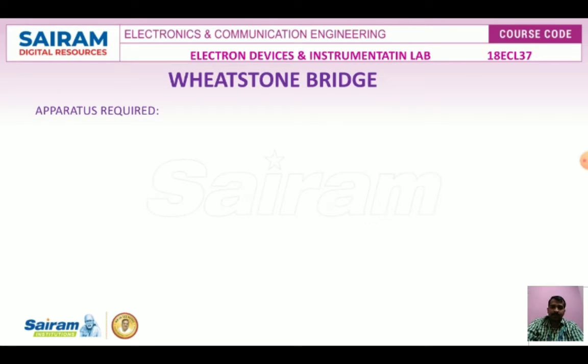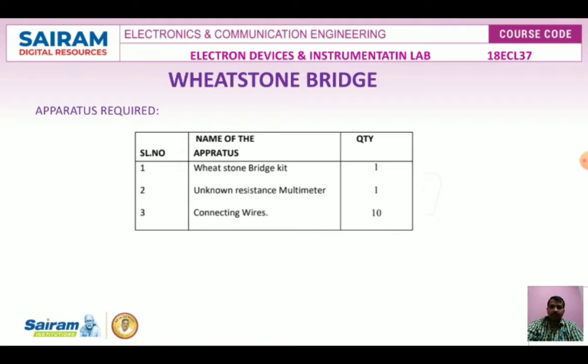Apparatus required: Wheatstone bridge kit, quantity 1, unknown resistance, multimeter 1, connecting wires, stranded wires at least 10.